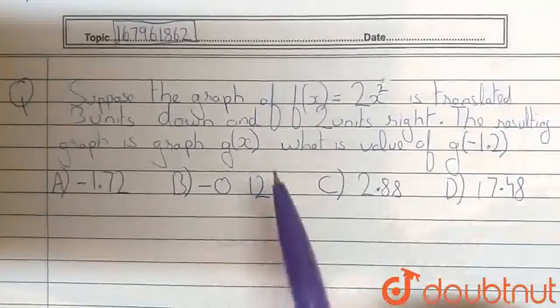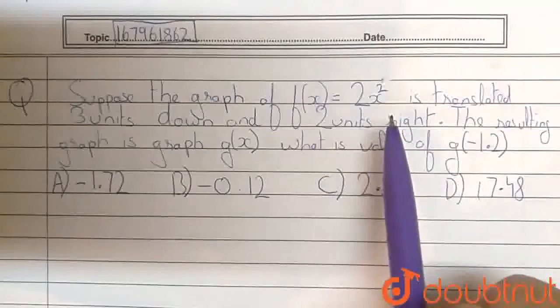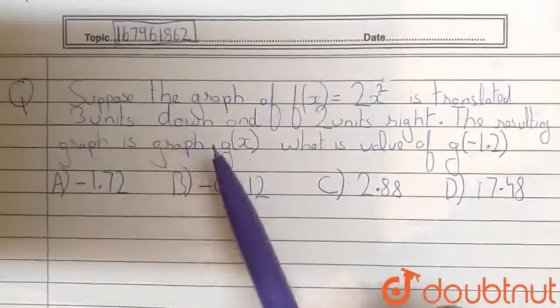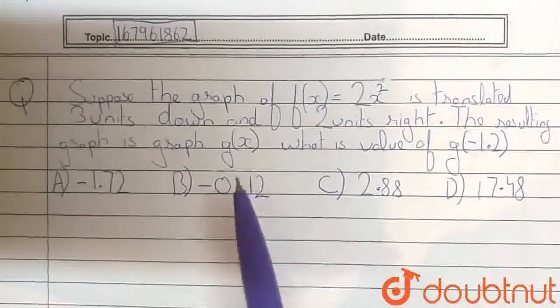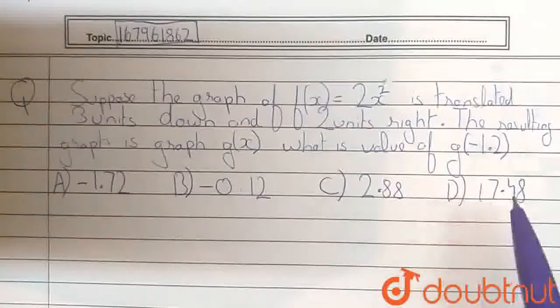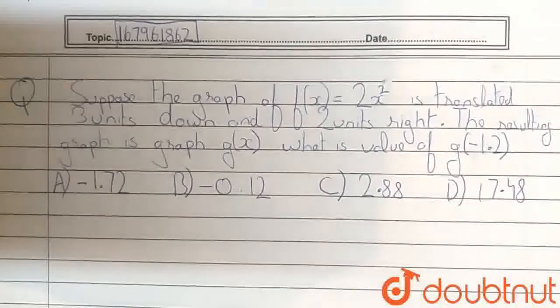So in this question we are told that the graph of f of x is equal to 2x square is translated 3 units down and 2 units right. The resulting graph is g of x. What is the value of g of minus 1.2?